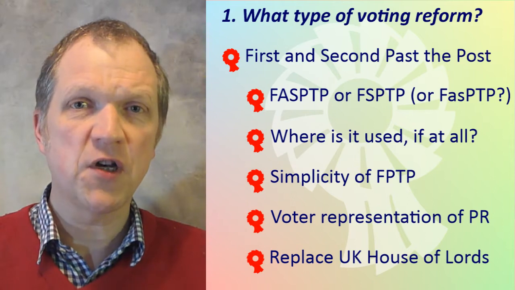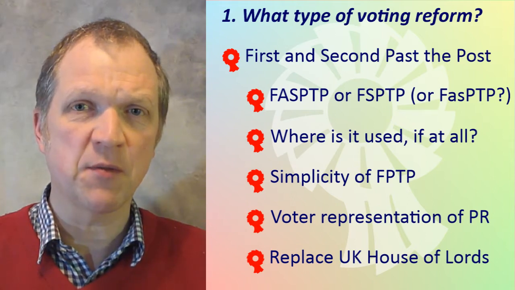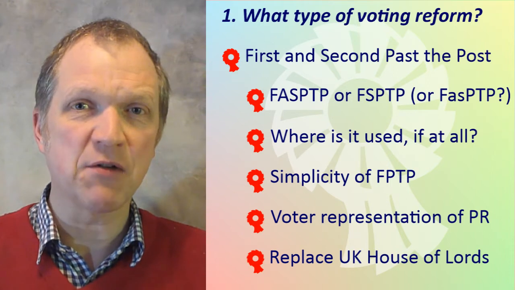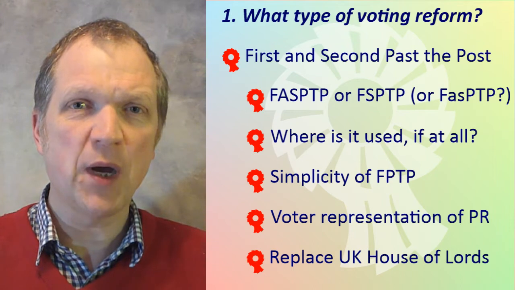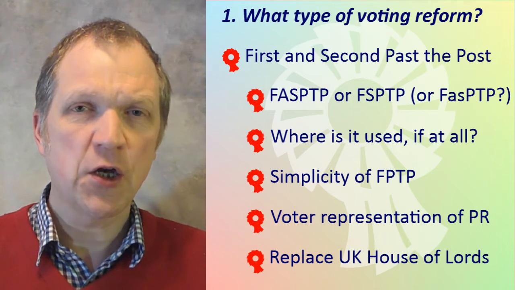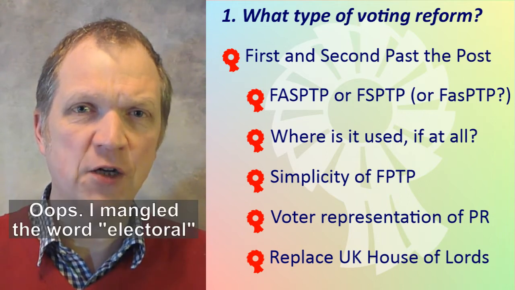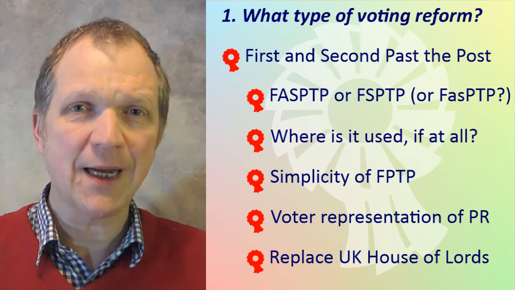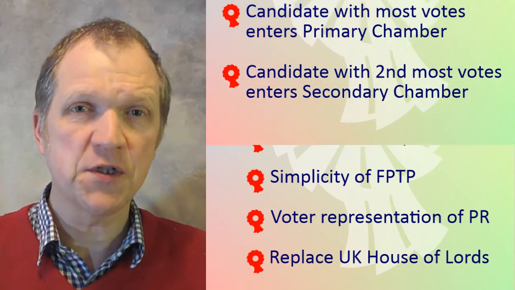I don't know where I first learnt about first and second past the post, also known as FasPTP or sometimes FSPTP. Indeed, searching for it on the internet doesn't yield any matching results. I don't even know where it's used, if at all. However, it combines the simplicity of FPTP and the increased voter representation offered by PR. It could also form part of wider electoral reform here in the UK by replacing the House of Lords with an elected second chamber, which many people also want.